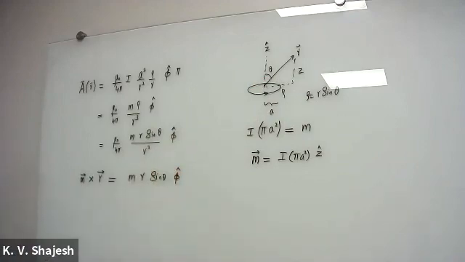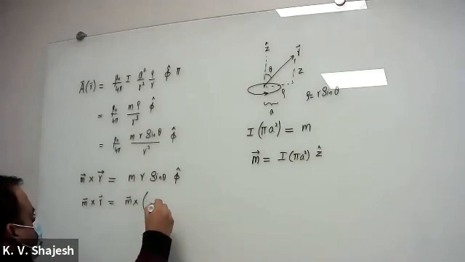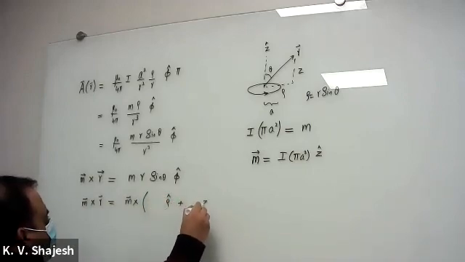Is that clear? Is that absolutely clear, or should I clarify more on that? You can also think of it, if you want to look at it in another way. This is also M cross R, right? Replace it with, I don't know whether this is easier at all or not. So R can be written in terms of rho hat plus Z hat, right?